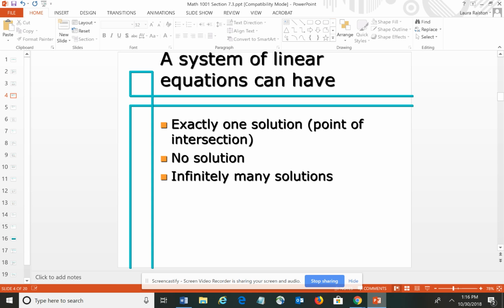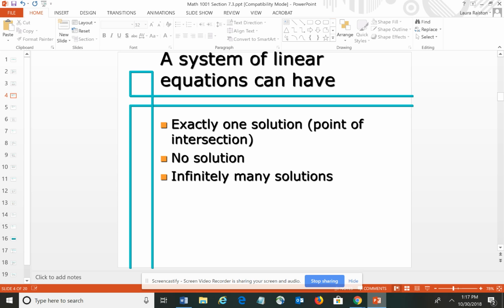A system of linear equations, though, can actually have exactly one solution where the lines intersect at a single point, no solution, and in that case, your lines run parallel, or you can have infinitely many solutions where it's actually the same line just defined in different ways so that one is on top of the other and they touch basically at every individual point.